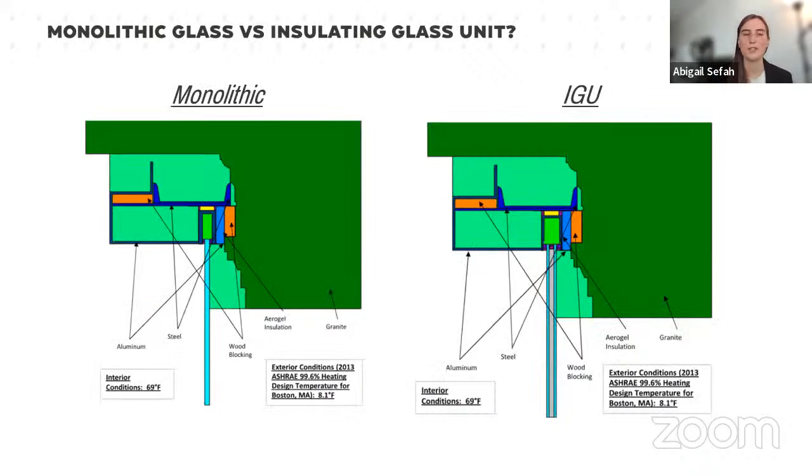Okay, the main question for this project was whether to use monolithic glass or an insulating glass unit. So our role was to figure out what the condensation risk would be for each of these options. On the left, you can see our THERM model for monolithic glass. It's just a single pane of glass. And on the right, you can see it for an IGU. And that IGU has 2 panes of glass and a layer of air and argon in between. For both cases, we assumed interior conditions of 69 degrees Fahrenheit and exterior conditions at the ASHRAE 99.6 heating design dry bulb temp for Boston, which is 8.1 degrees Fahrenheit.